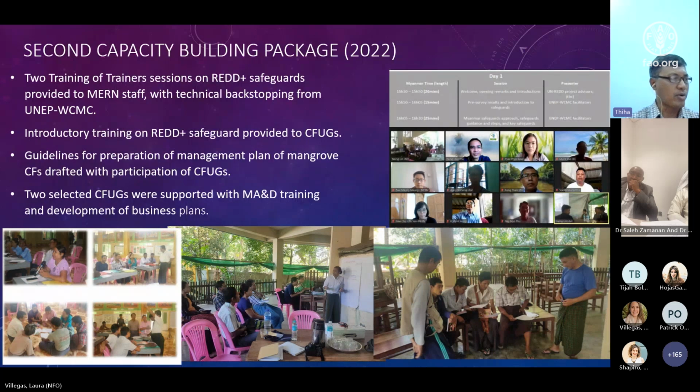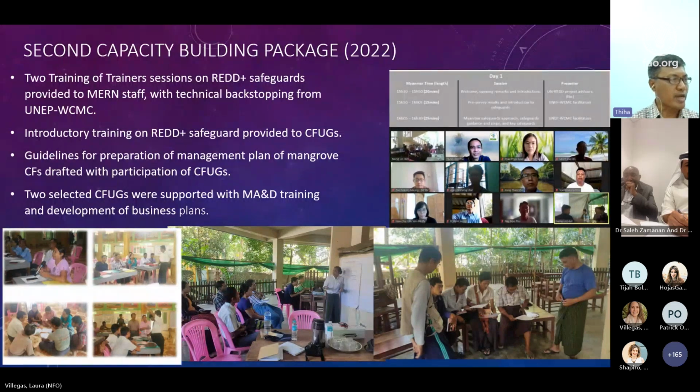In 2022, we launched the second capacity building package, with particular focus on REDD+ safeguards and business planning. We conducted two training-of-trainers sessions on REDD+ safeguards for MAN staff with technical support from WCMC or UNEP. We also conducted introductory training on REDD+ safeguards for the community forest user groups. We also developed the draft guidelines for the preparation of mangrove sphere management plan with the input of community.